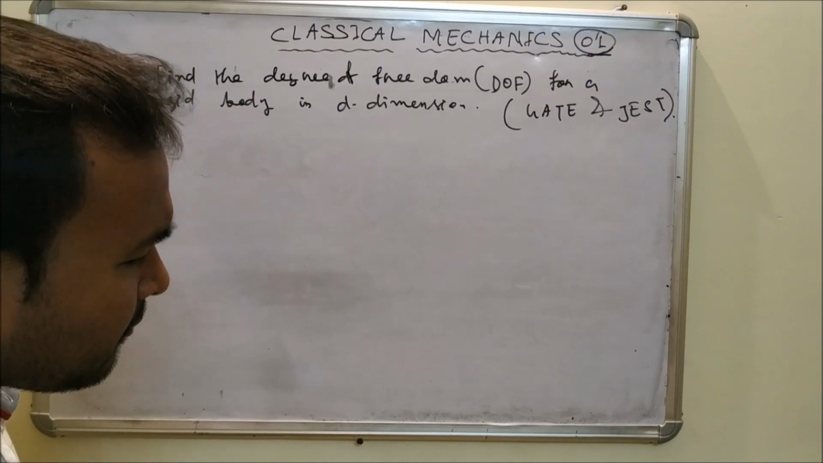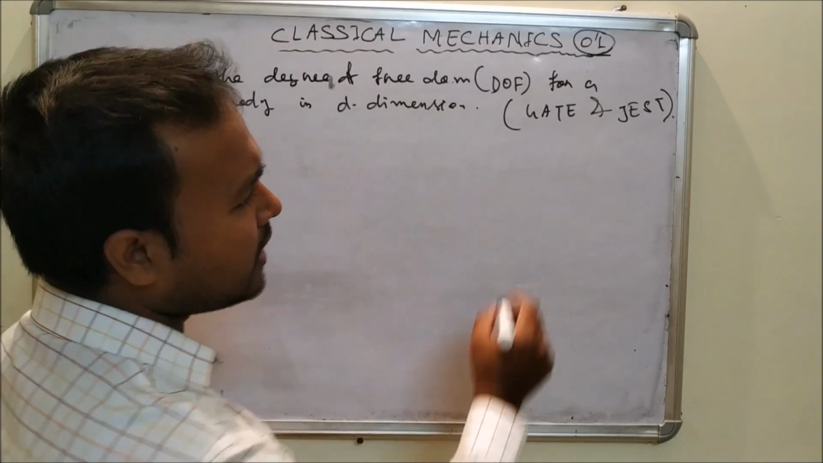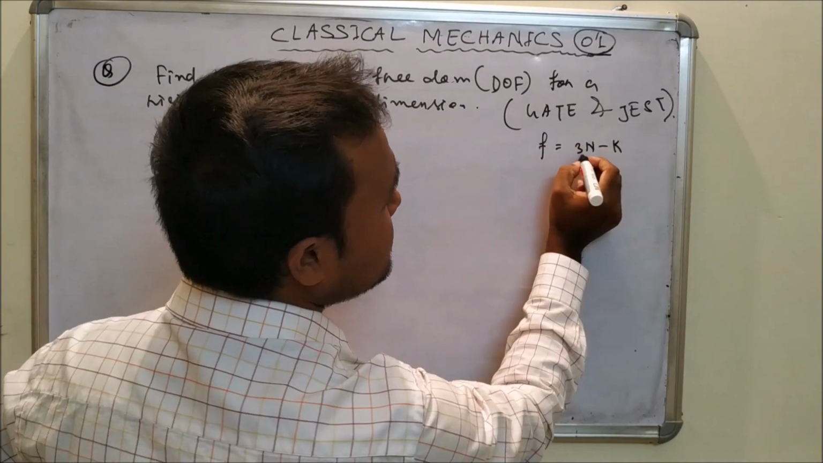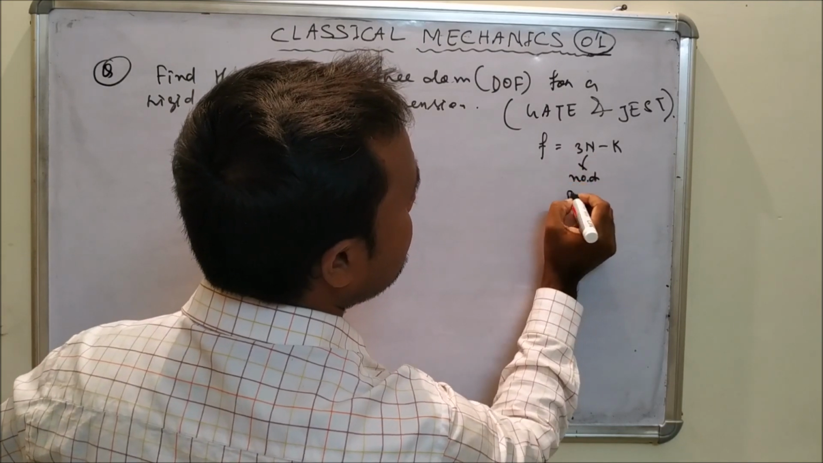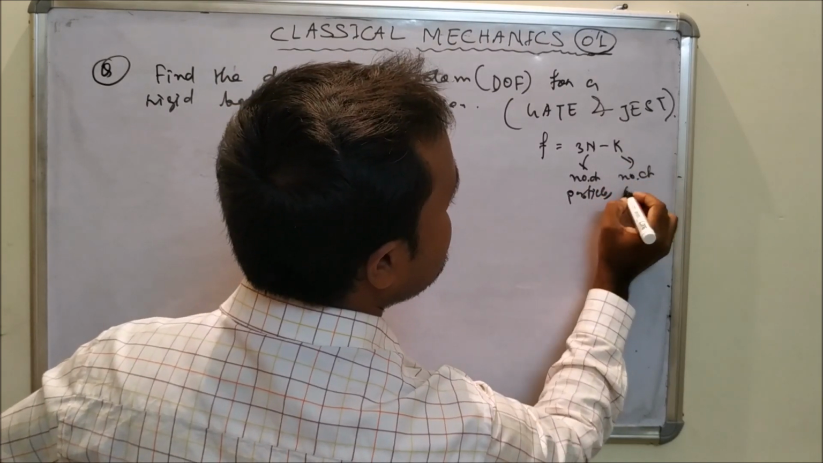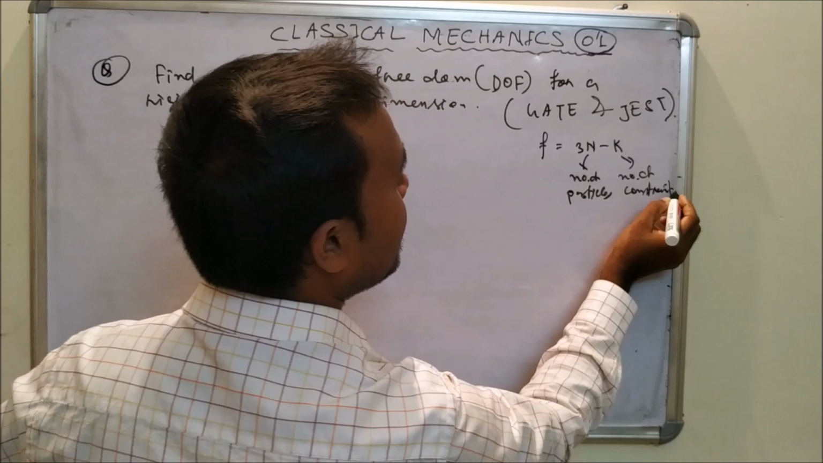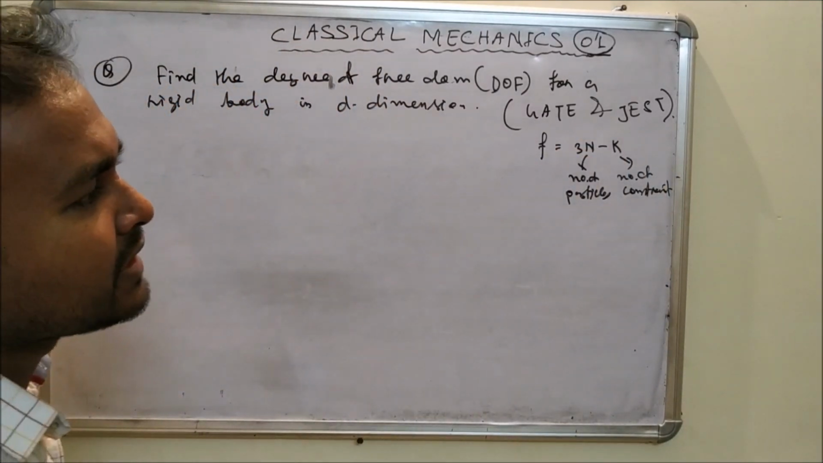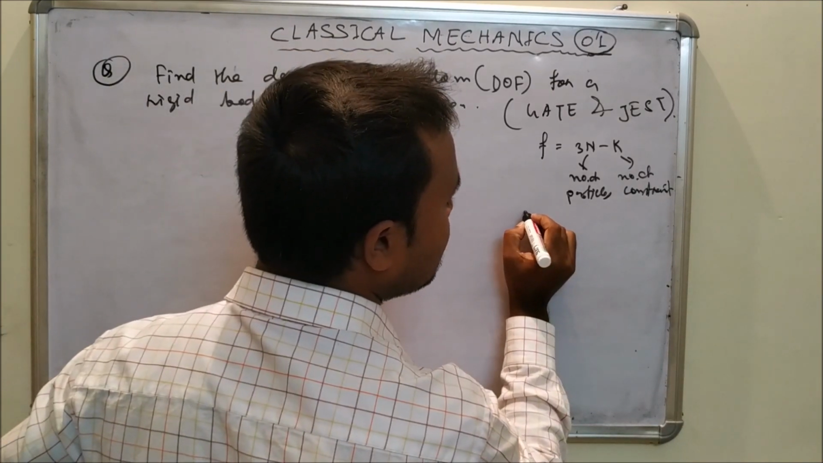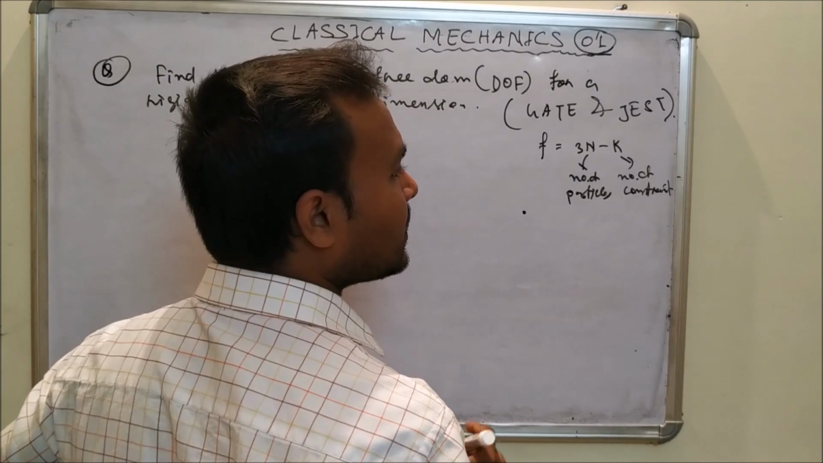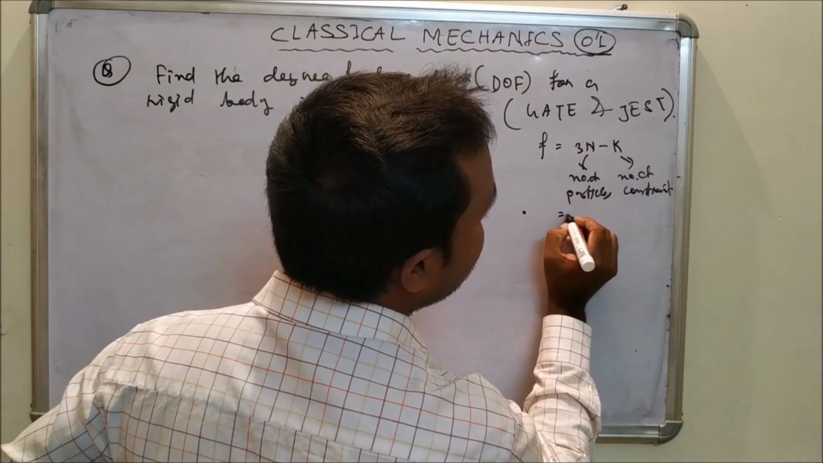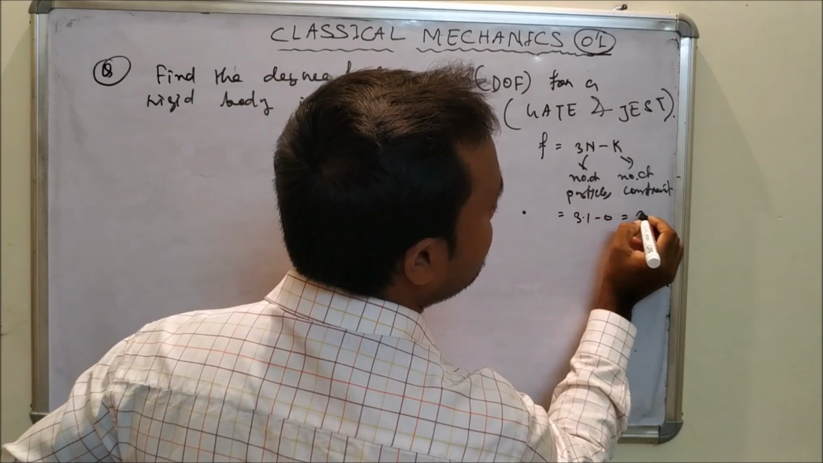Now, before finding the degree of freedom, I think you heard about this formula, F equal to 3n minus k. Here n is the number of particles, and k is the number of constraints. That is why I introduced the term constraint, and this F is the degree of freedom. Now, if only one particle is here, there will be no constraint, so F will be 3 into 1 minus 0, equal to 3, right?